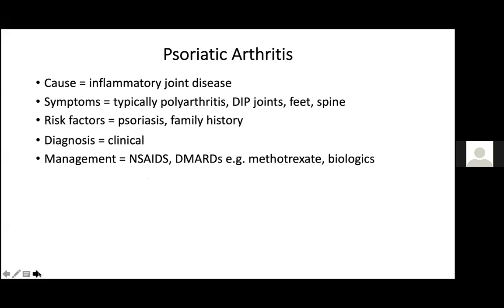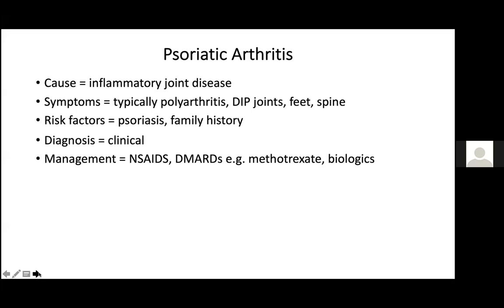Psoriatic arthritis, now we touched on this when we talked about psoriasis. So that is an inflammatory joint disease, and that typically presents with a polyarthritis, so many joints being affected. And it typically affects the hands, the feet, and the spine. And the strongest risk factor here is having psoriasis of the skin. So people with psoriatic arthritis almost always have some sort of skin psoriasis as well. And it's very common in people with a family history as a strong genetic component, as we've already mentioned.